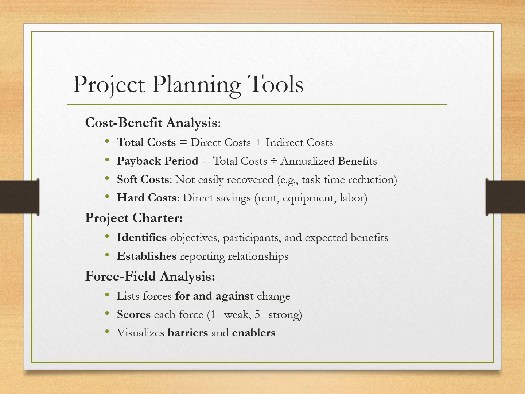Here's an important distinction. Soft costs are not easily recovered, like if we reduce the time for a task, but we don't actually cut staff and expenses. Hard costs are direct savings, like if we cancel a lease, sell unnecessary equipment, or reduce labor hours. Generally, business owners care more about hard costs because they directly impact the profit.